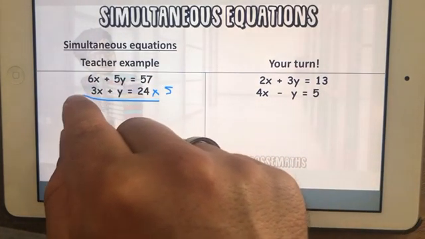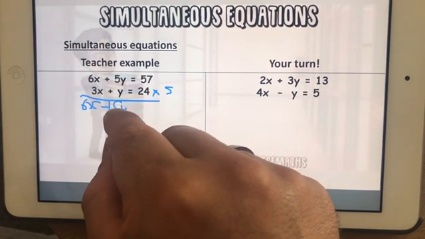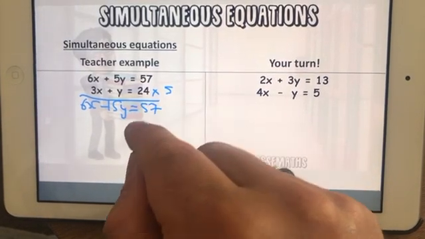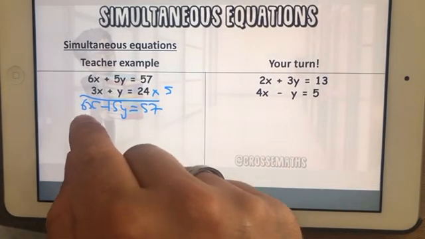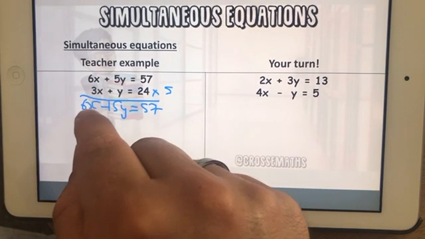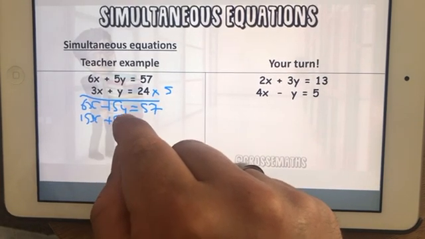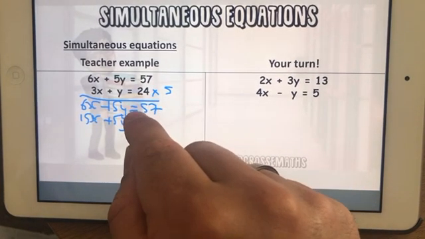So the top one I'm going to leave as it is. I've got 6x plus 5y equals 57. The bottom one I'm going to times by 5. I end up with 15x plus 5y equals 24 times 5, which is 120.